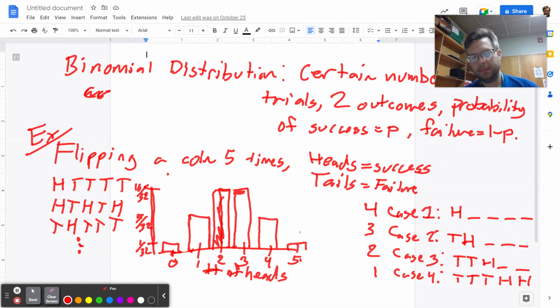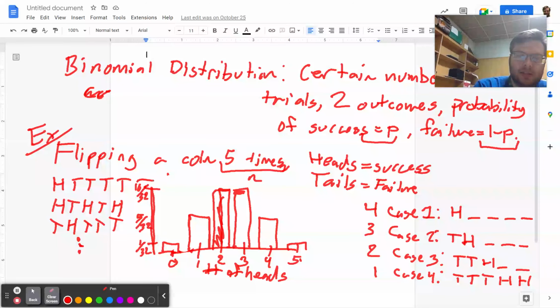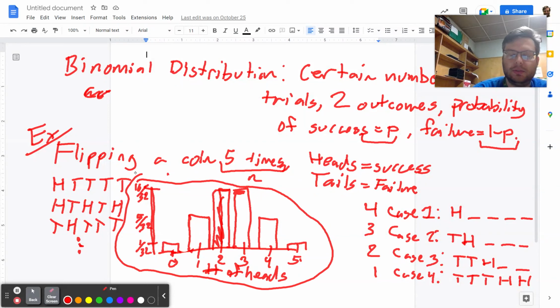So that's kind of the basic idea: you have a certain thing that you're doing over and over again. This is called your N, the number of trials here. And your probability of success is P. Your probability of a failure is 1 minus P. This is sort of a picture of what your distribution is going to look like.